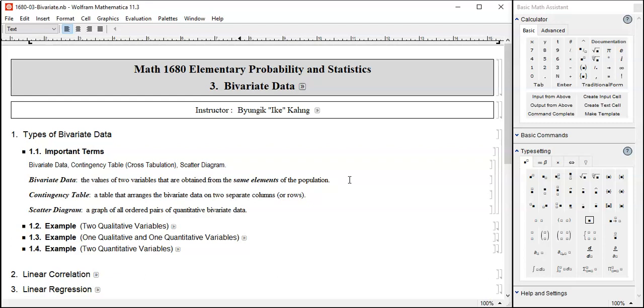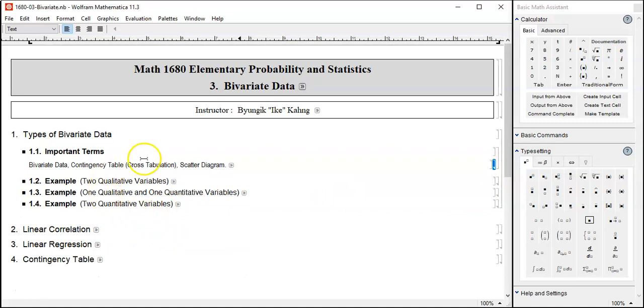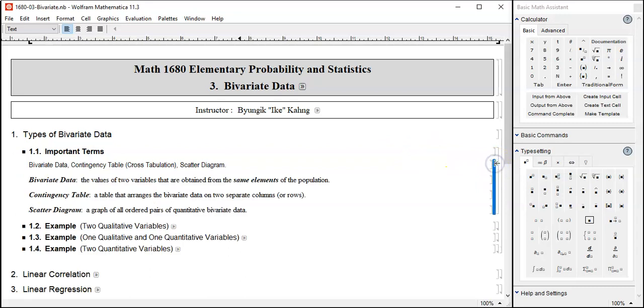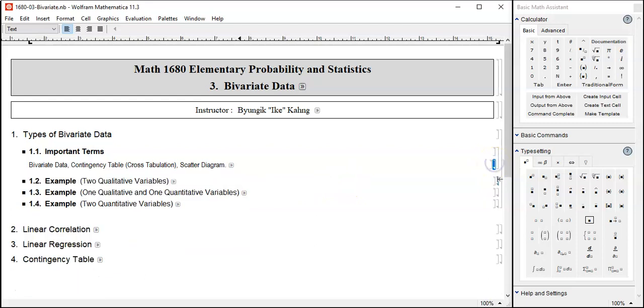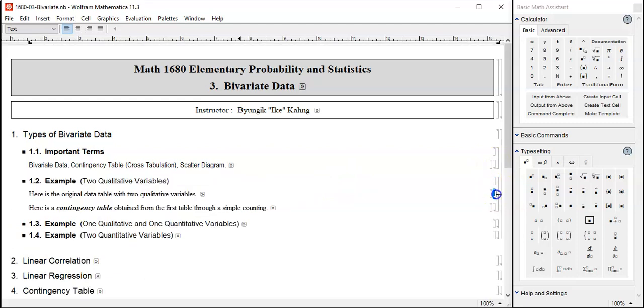Now, depending upon the types of variables, we may consider two qualitative variables, one qualitative and one quantitative variable, or two quantitative variables. But in any case, those two variables must come from the same element of the population. Let me show you. Here's a concrete example.